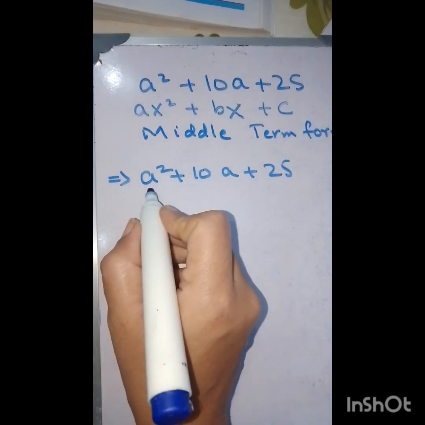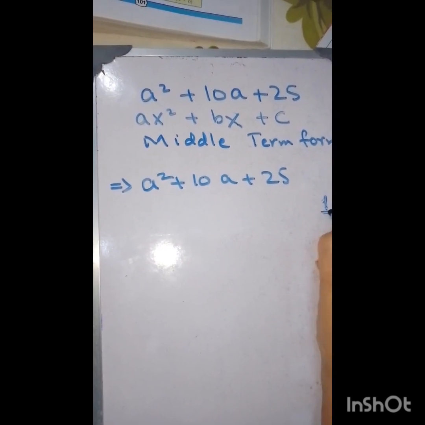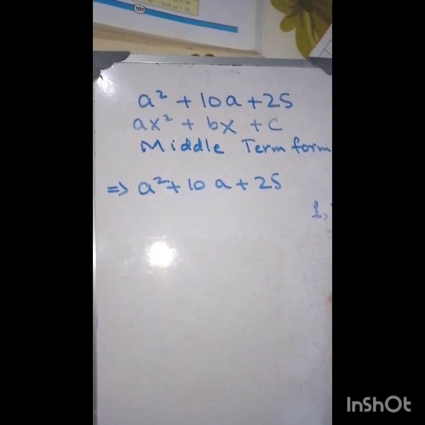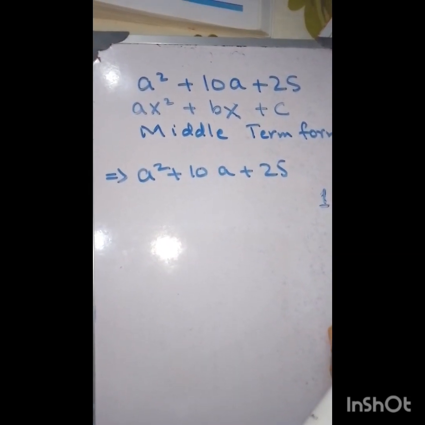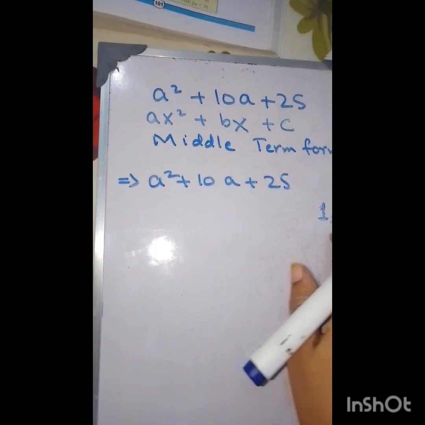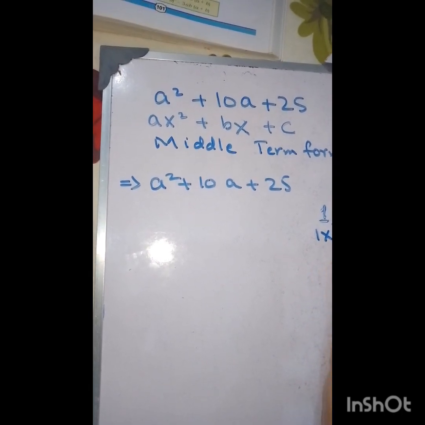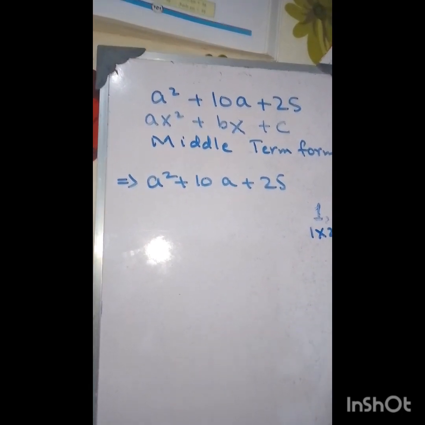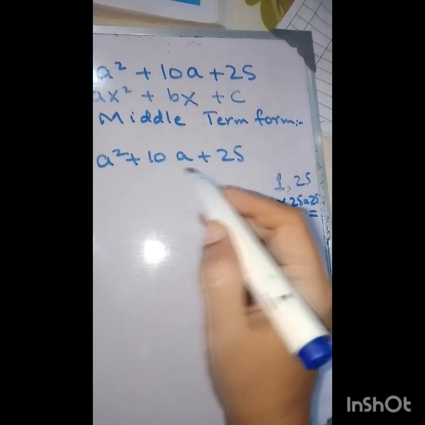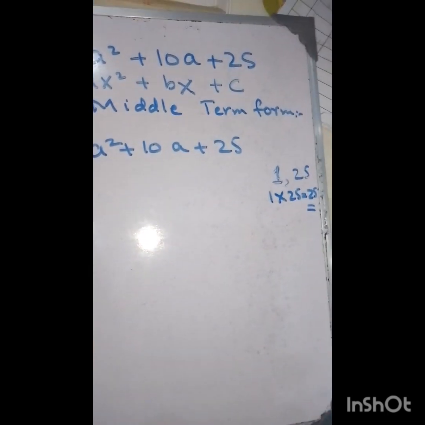The first term has the coefficient 1. Write the coefficients over here for your convenience. The last term has the coefficient 25. We have to multiply these two coefficients together. 1 multiplied by 25 is 25. So the product is 25. I have taken the first and the last coefficient, then I took the product, and I got 25.